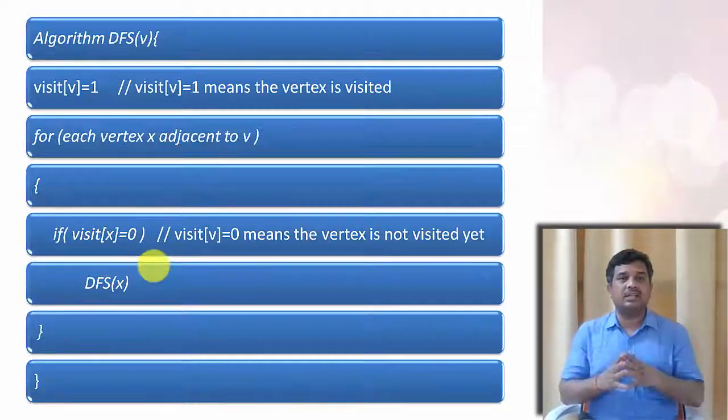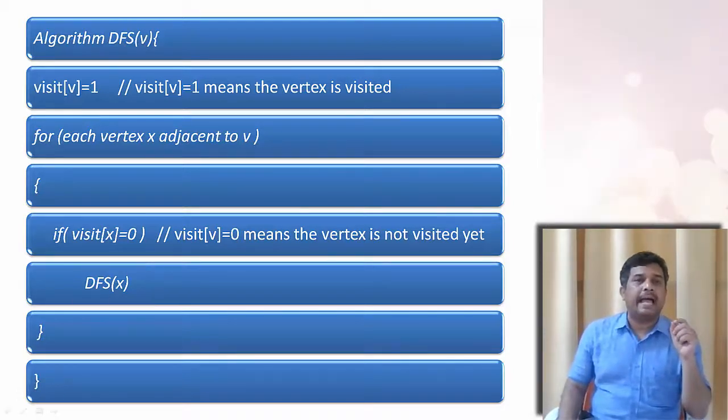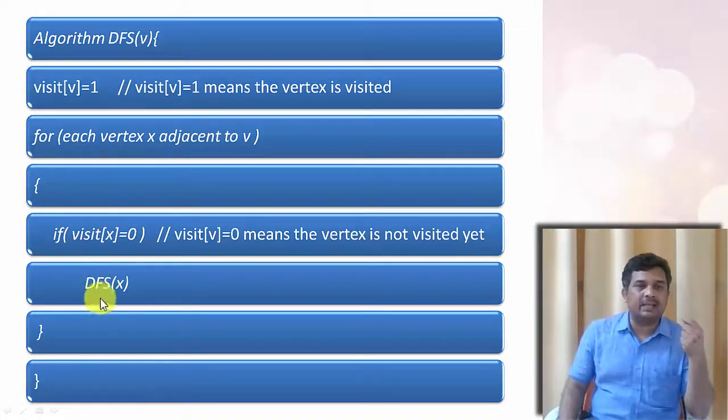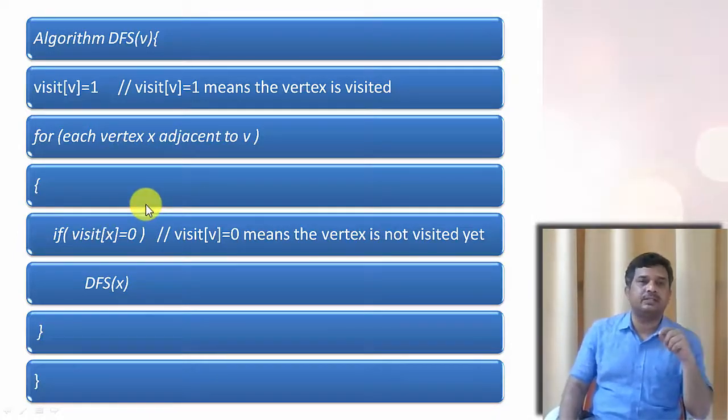Now let us try to discuss the depth first search algorithm. We are taking one array with vertex v, we are marking it as visited, and for each vertex x that is adjacent to v, which is not yet visited, we are calling DFS again for this particular vertex x, which is a neighbor of v. So this is a recursive algorithm, and this simple algorithm will help you to find the depth first search.